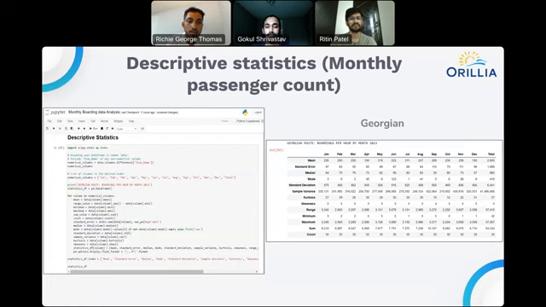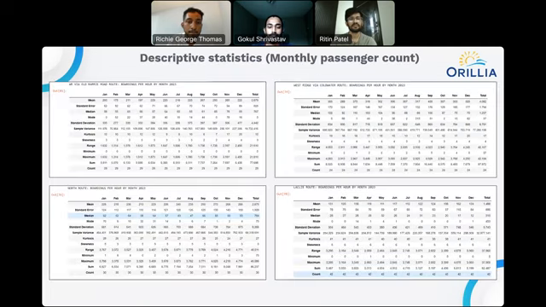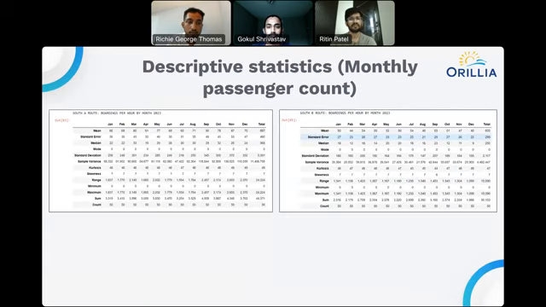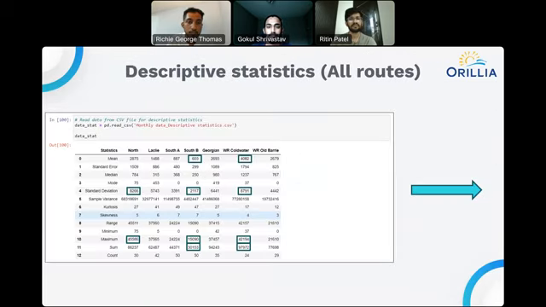So this is the passenger count for Georgian route. As you can see, the left side is the code and the right side is the table. And this is the descriptive statistics for the rest of the routes. And this is the overall descriptive statistics of all the routes. You can see all the routes mentioned here and highlighted the main points.